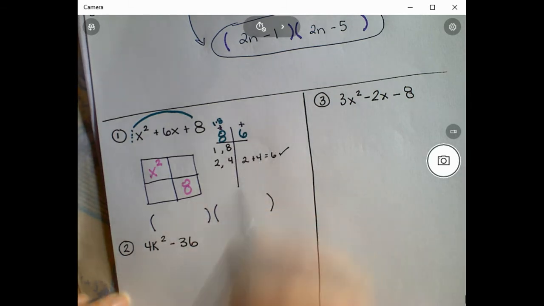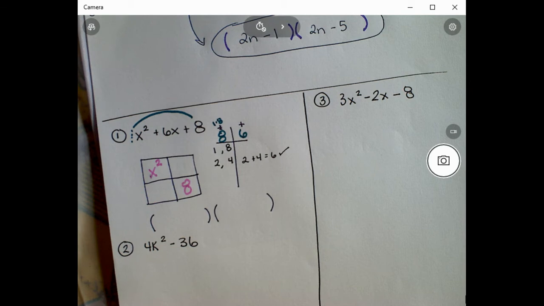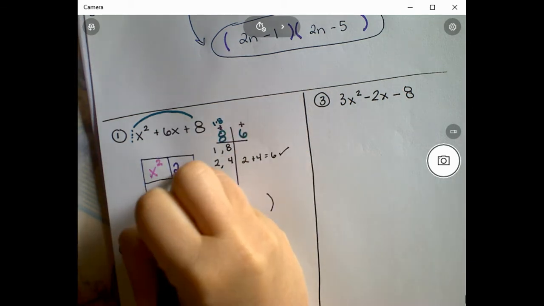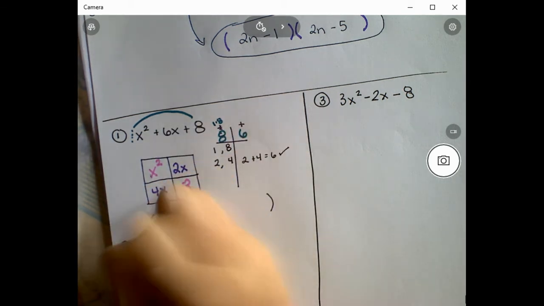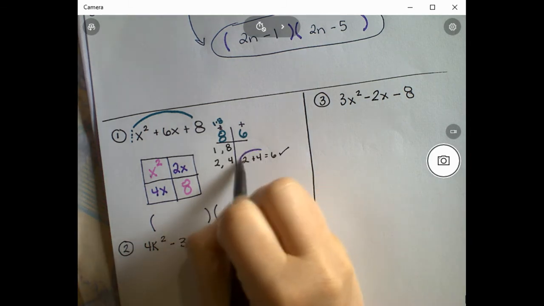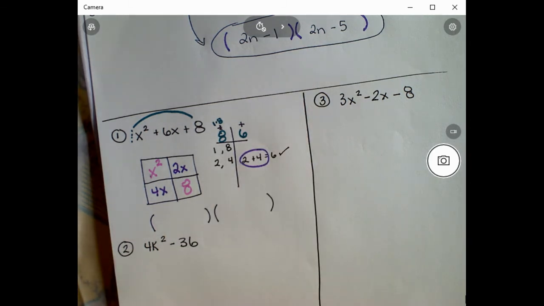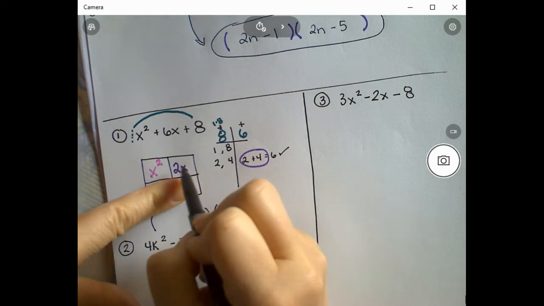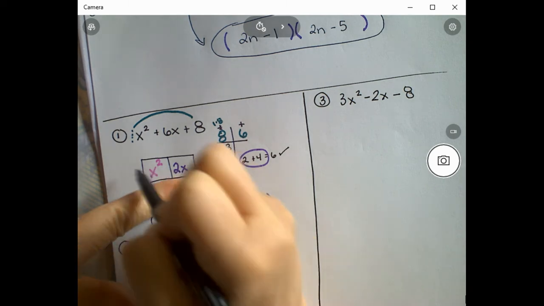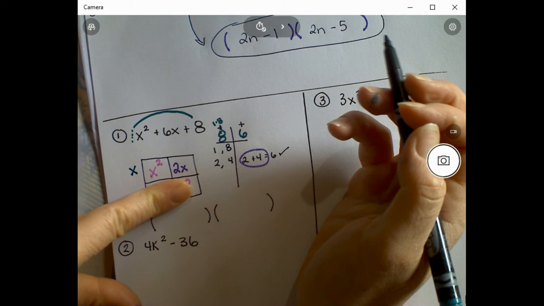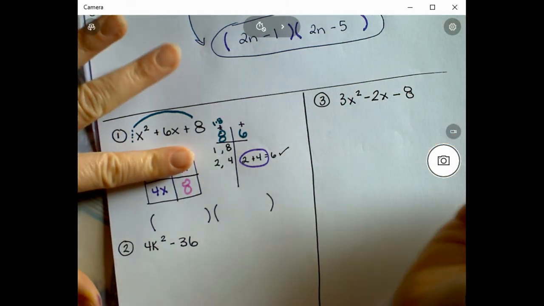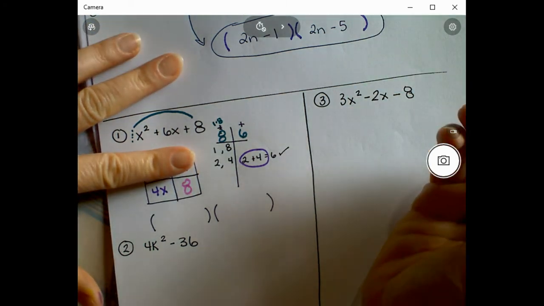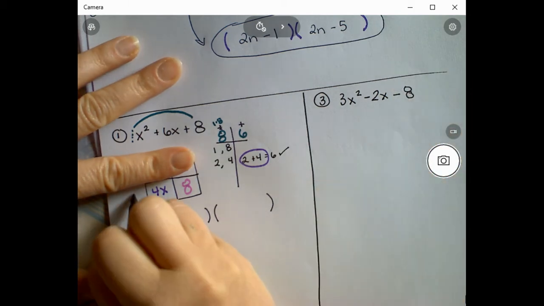So now we're going to take those two numbers and put them in here. 2x, 4x. All right, and now we're going to use the GCF process to find the factors. What is the GCF of x squared and 2x? x. What is the GCF of 4x and 8? 4.